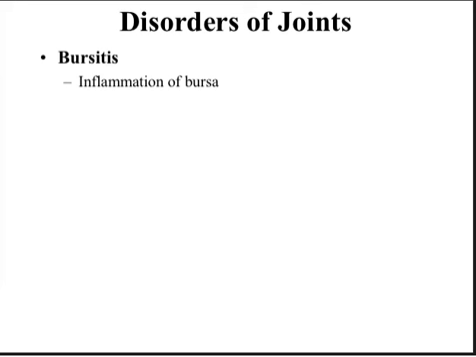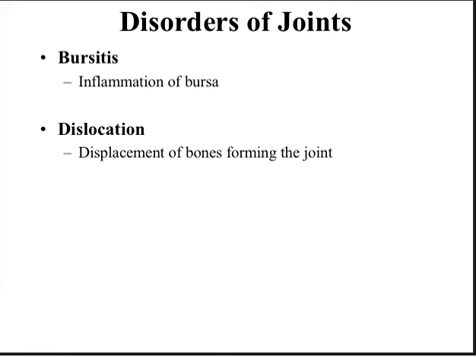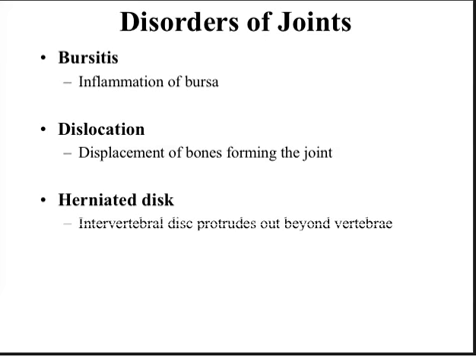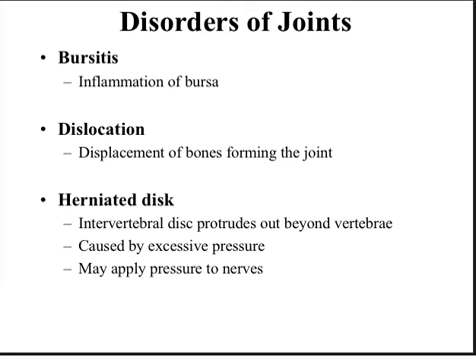Bursitis is an inflammation of the bursa. The bursae, again, are the fluid-filled sacs that lubricate tendons and ligaments around the joint, easing movement, while dislocation is displacement of bones that form the joint. A herniated disc is an intervertebral disc that protrudes beyond the vertebrae and can impinge the spinal cord. It's often caused by improper lifting technique that results in excessive pressure, and the danger, of course, is that you can damage the spinal cord or even, in some cases, crush it.